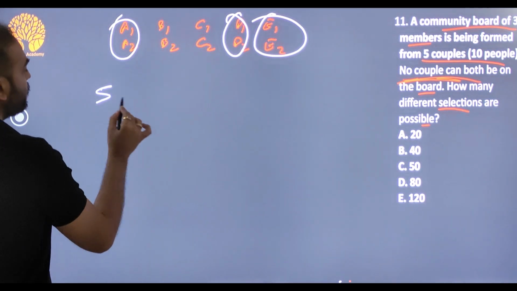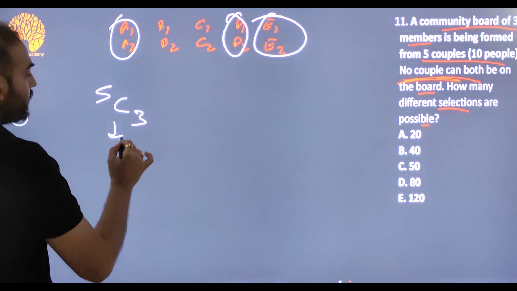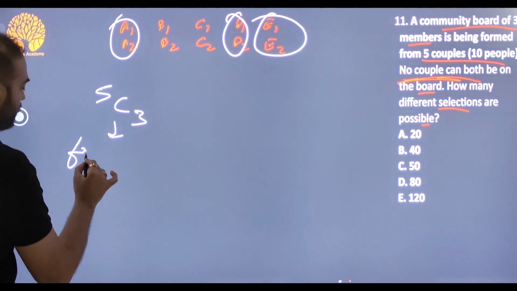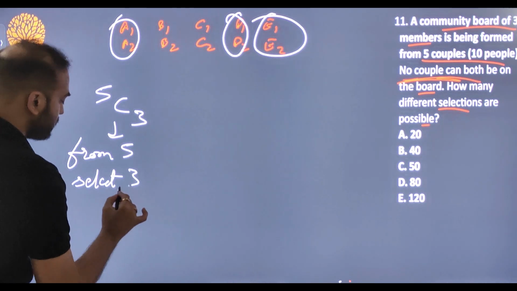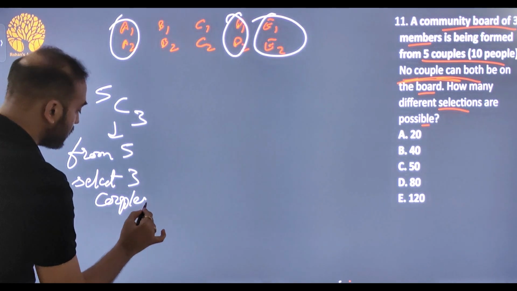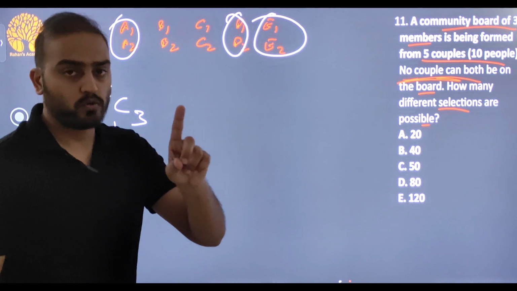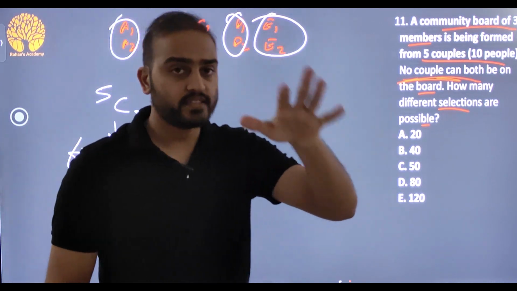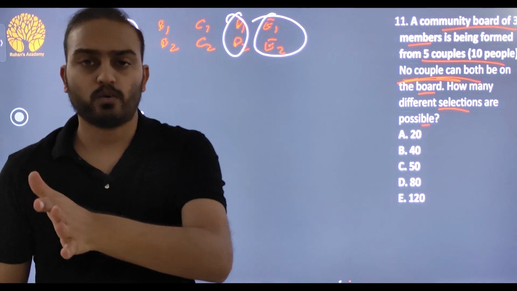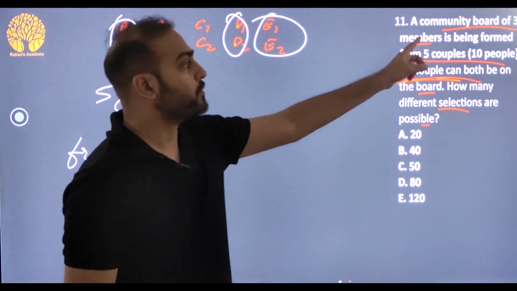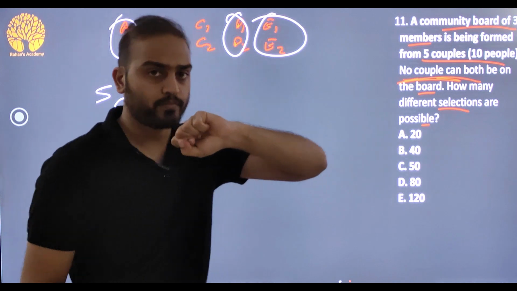So what did we do? From 5, we selected 3 couples. Remember, the team is not formed yet. From 5 couples, that's 10 people, you have advanced 3 couples, that's 6 people to the next round. Team is not formed yet because you need a team of only 3 people.